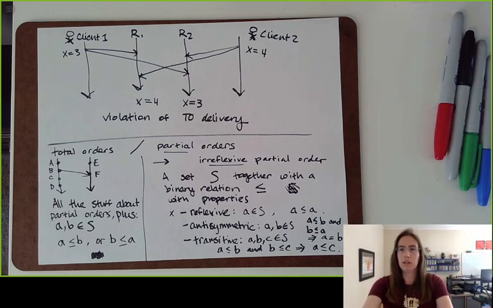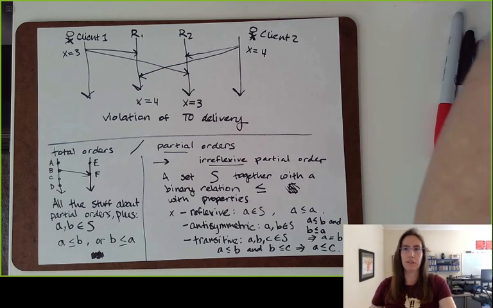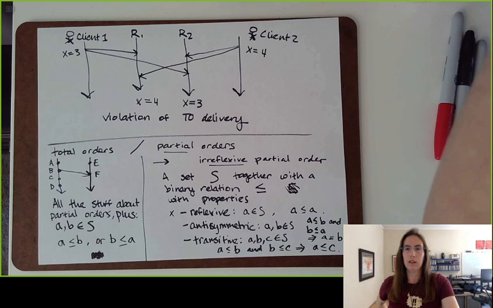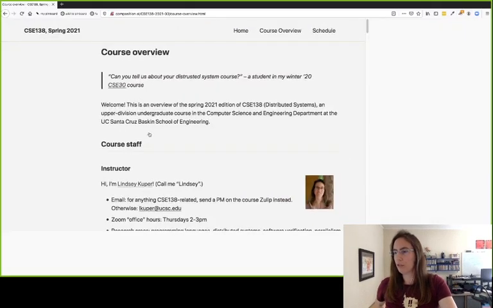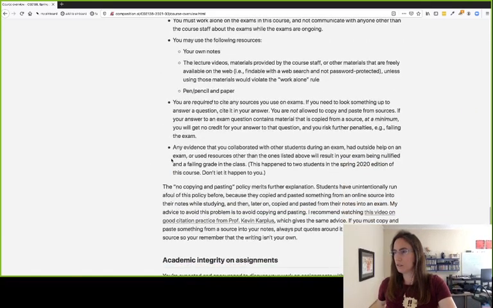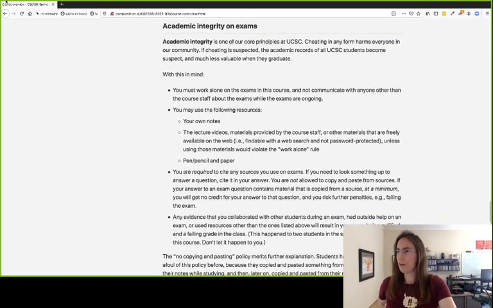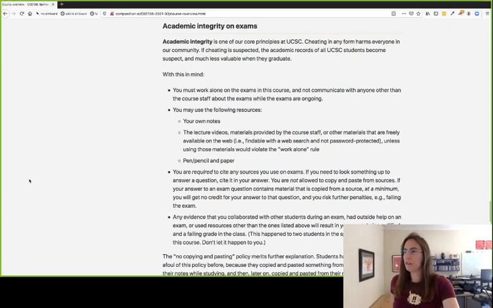So let me bring up some information about academic integrity on the exam. As you all should know from having read the course overview, we have a lot of information here about academic integrity. So here's the section about academic integrity on exams. Some of this stuff is going to be quite obvious. You need to work alone on the exam.